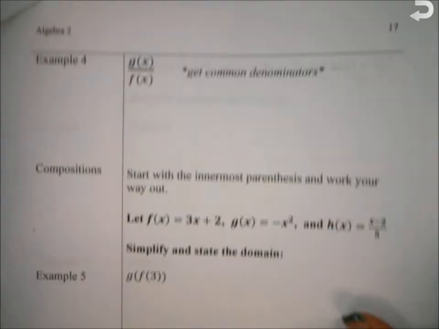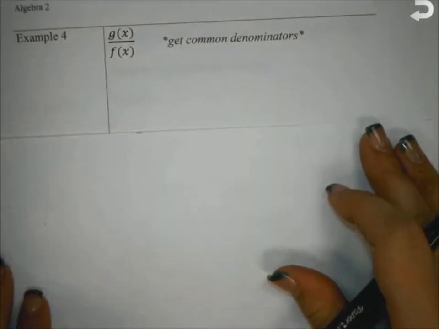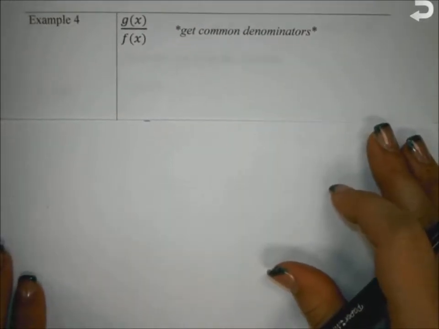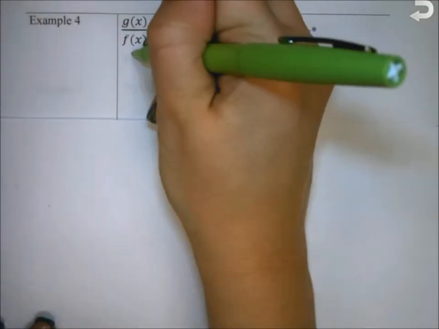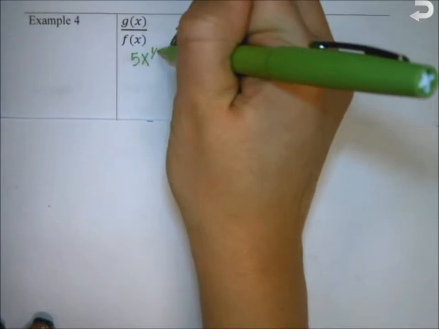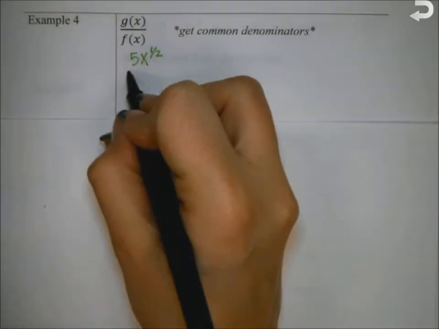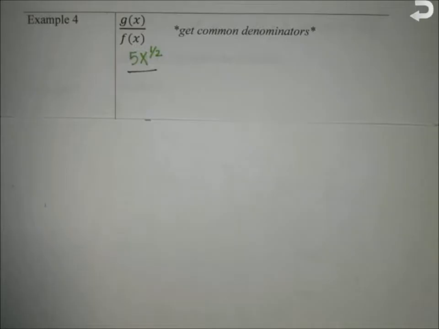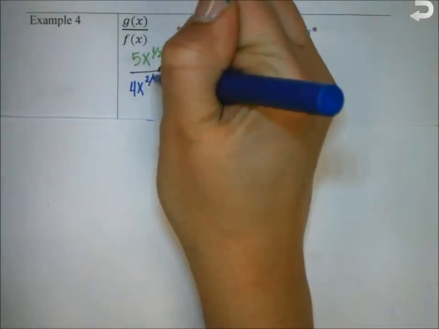Okay, so just to refresh, g of x is 5x to the 1/2 divided by f of x, which is 4x to the 2/3. Okay. Now we really can't do anything yet because our exponents are not the same. These are not like terms. Now I gave you a hint. What's our hint?